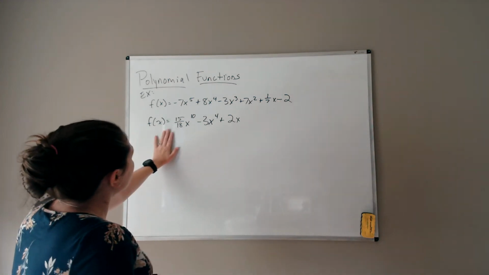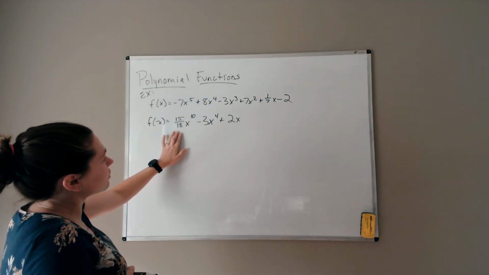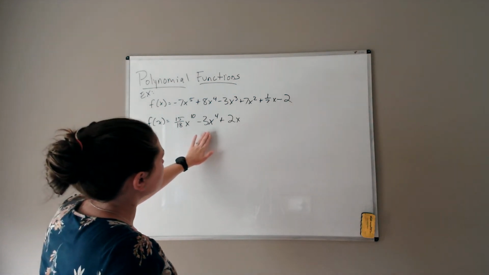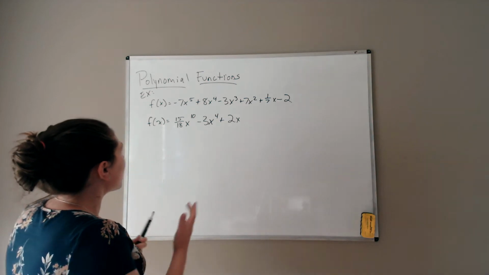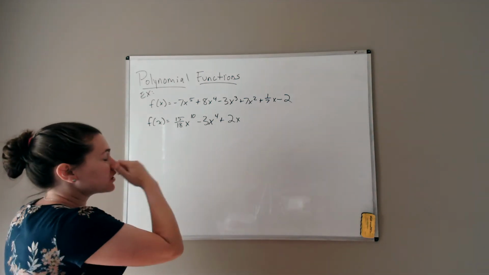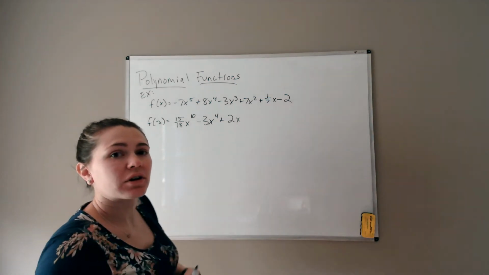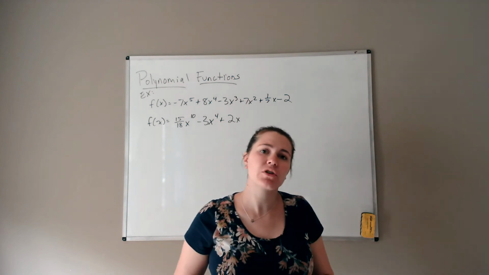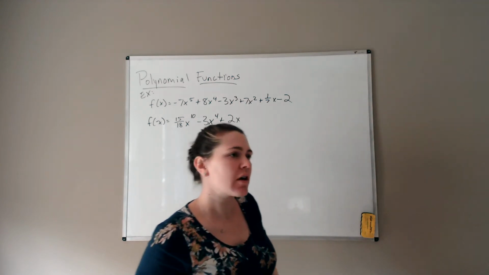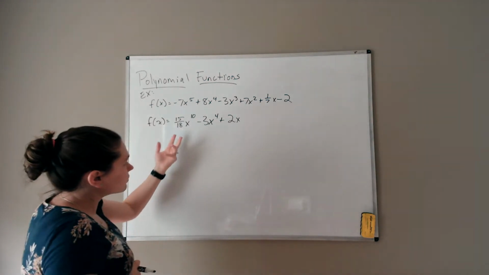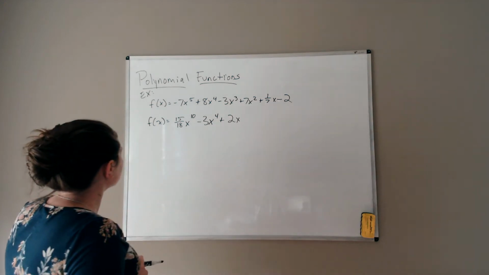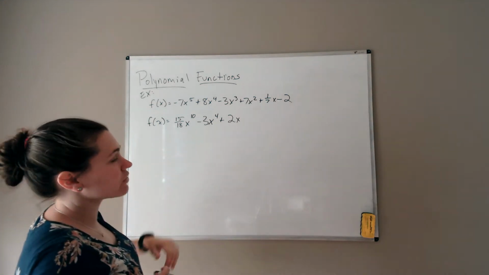f of x equals 15 over 18 times x to the 10th minus 3x to the fourth plus 2x. Another example of a polynomial function. If you notice, we're only going to be working with single variable polynomial functions, which means you'll only see one letter. You won't have different variables, different letters there. So this is another example.